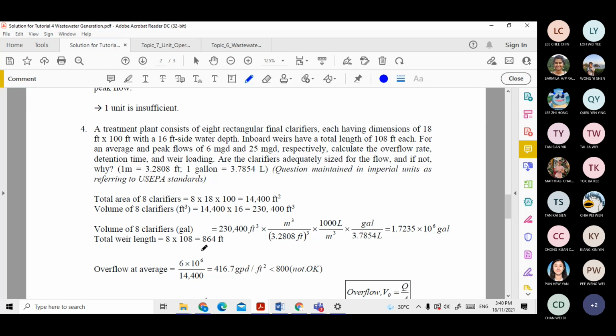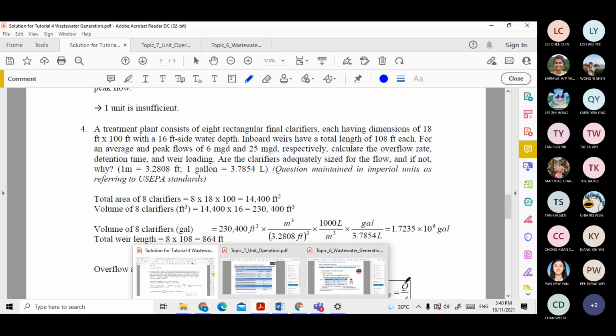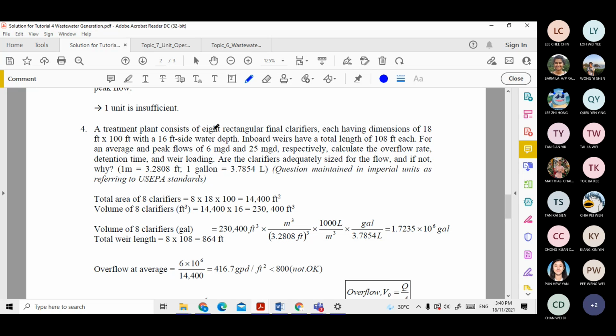Question 4 is also the same kind of question, but the clarifier here has a different shape. This is rectangular. So we have eight rectangular clarifiers. For either rectangular or square ones, the dimensions of the length, the width, and the depth must be given. So this is 18 feet width, 100 feet length, with 16 feet water depth. These are all the dimensions of the clarifier. And this is the weir length for each clarifier, 108 feet for each one.